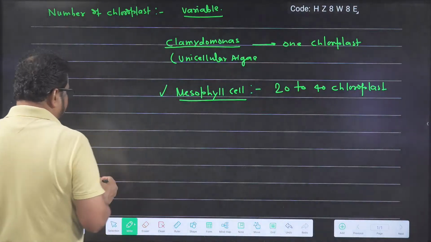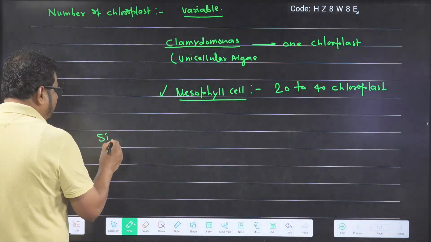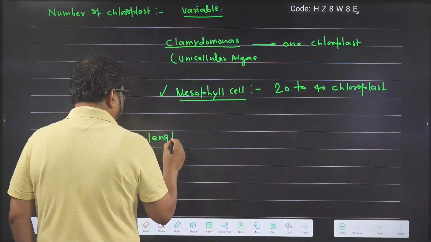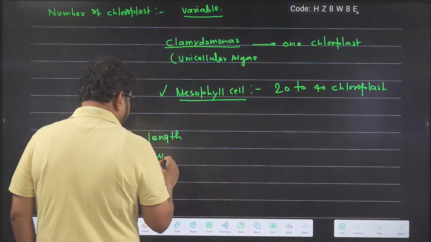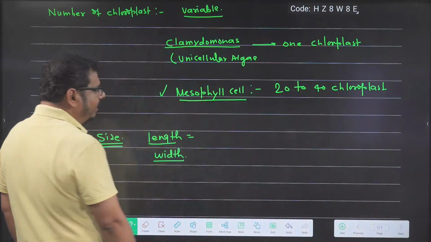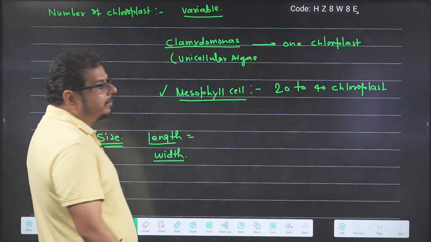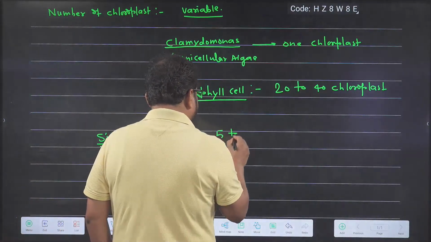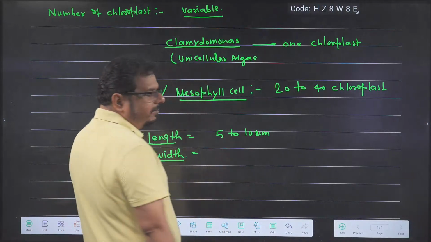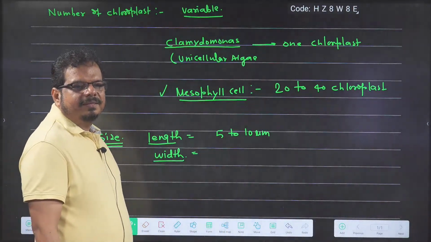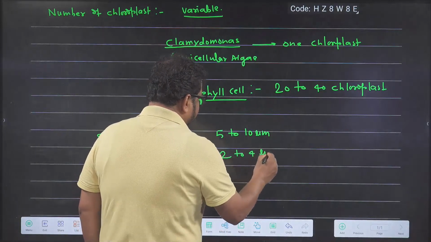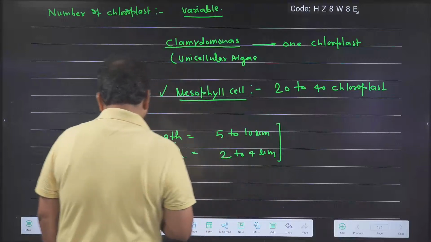Got the idea? Now we are going to talk about the size of the chloroplast. First we will talk about length, then we will talk about breadth. What is the length of the chloroplast? 5 to 10 micrometer. Good one. Data must be from NCERT. And the width is how much? 2 to 4 micrometer. Well done. So this is about the size of the chloroplast.